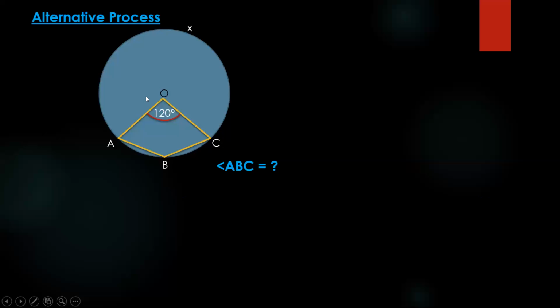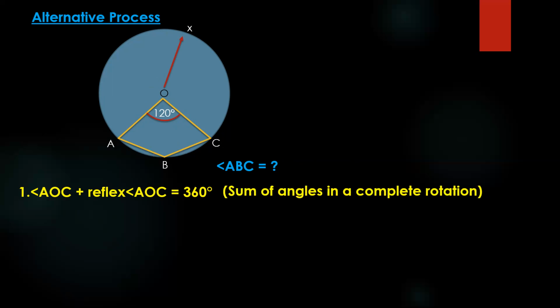So now we can make a relation of the reflex angle AOC and ABC, the inscribed angle and the central angle relation. So we can just say here, angle AOC plus reflex angle AOC equals 360 degrees. Why? Sum of angles in a complete rotation, right?